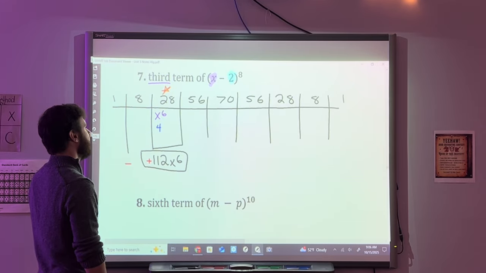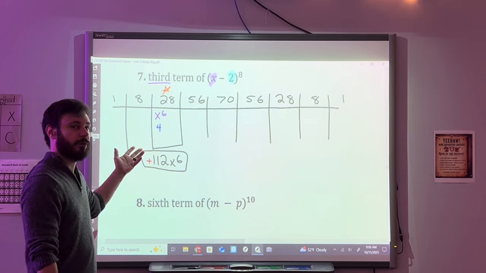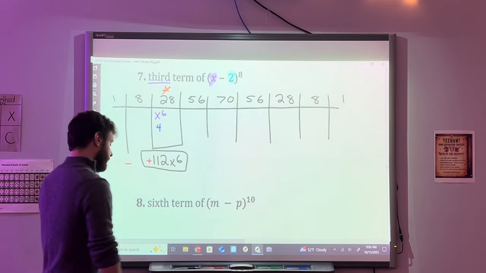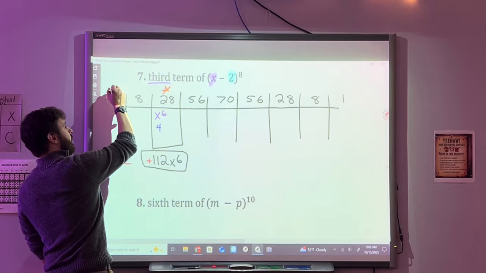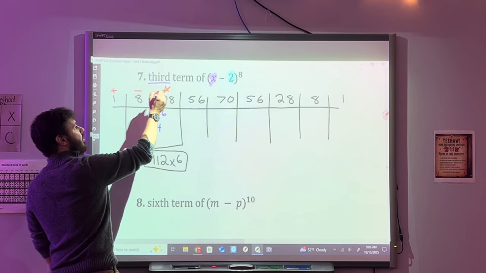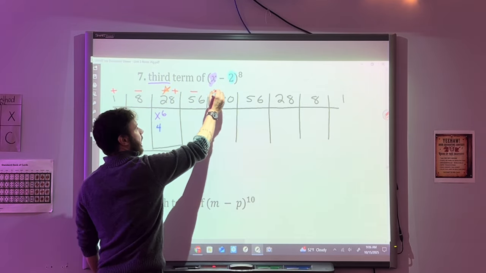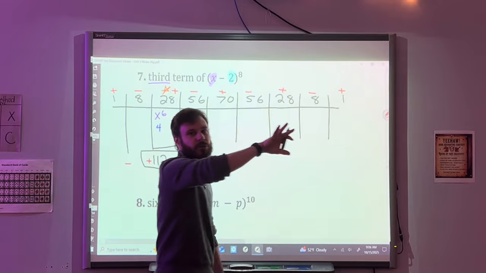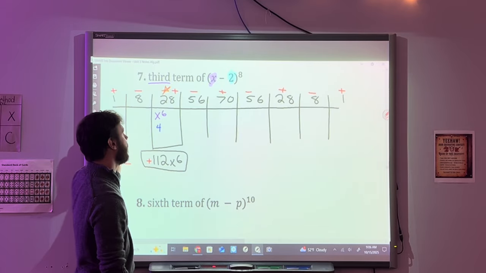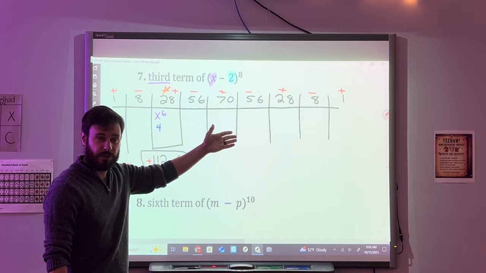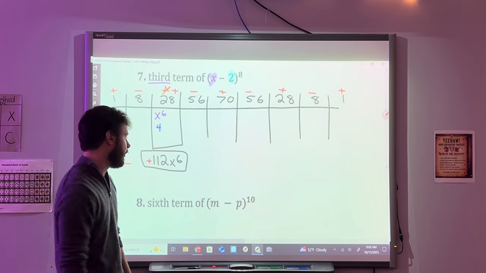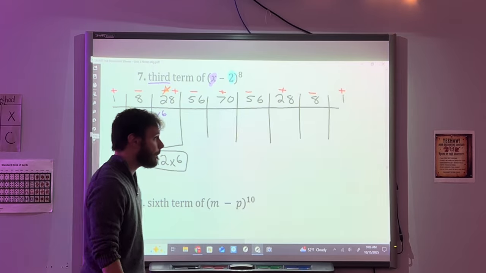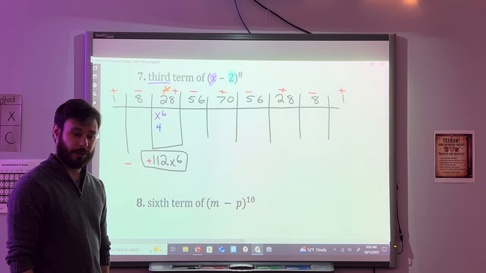Okay. If you wanted to look at your pattern differently in terms of plus minus, the first one is always plus, the second term will be minus, the third term will be plus, minus, plus, minus, plus, and so on and so on. So if you wanted to label your columns with the sign associated with it, that would be fine too. That's another way to do it. Okay. All right, good luck. You can do this.